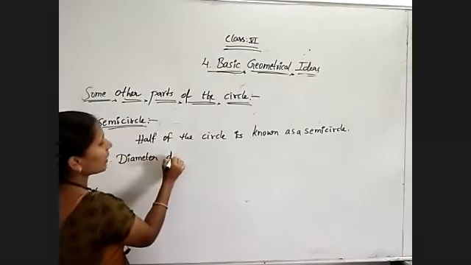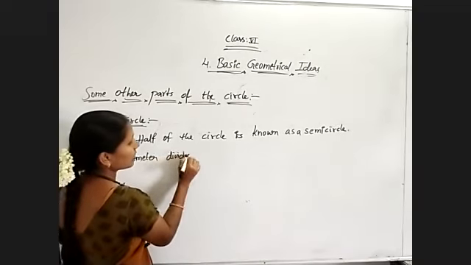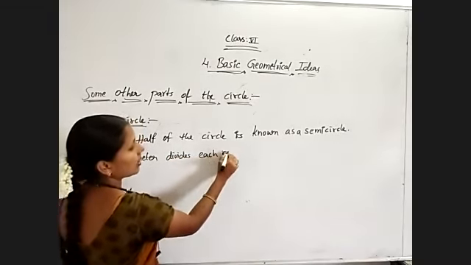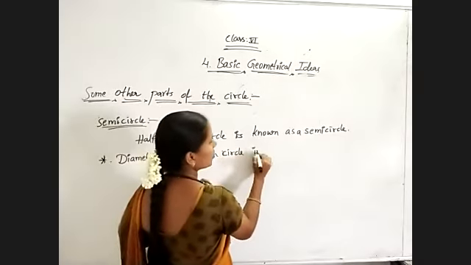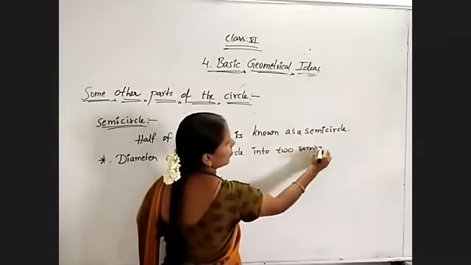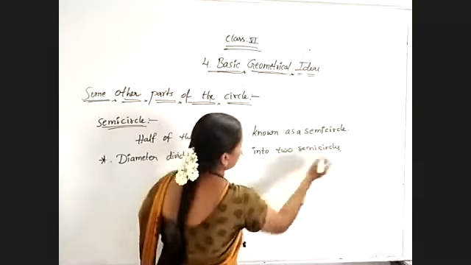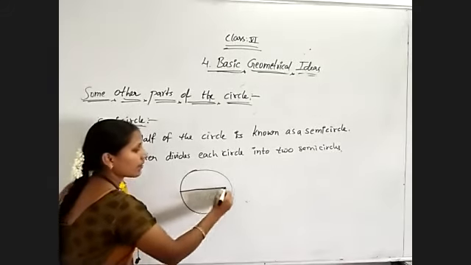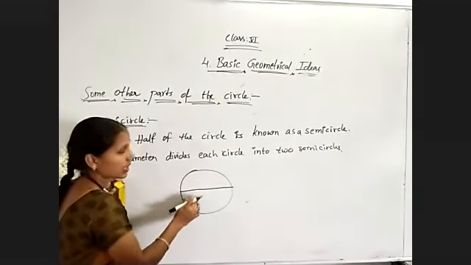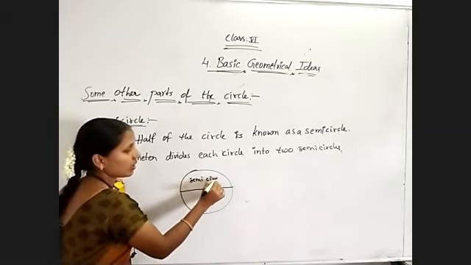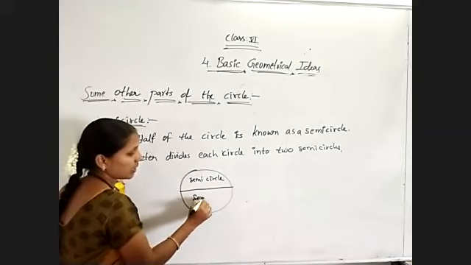Diameter divides each circle into two semicircles. Diameter is nothing but a chord only, yes or no? So that means a chord only divides the circle into two semicircles. So it is one of the semicircles and this is another semicircle.